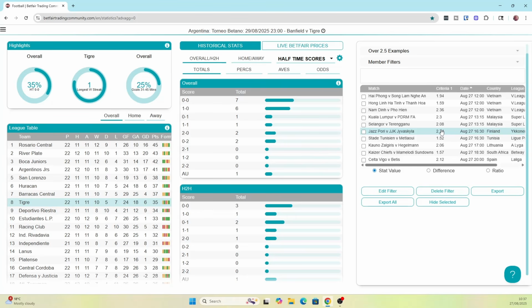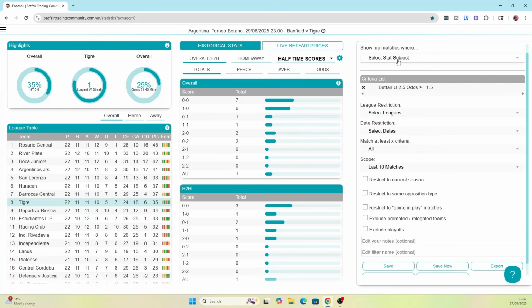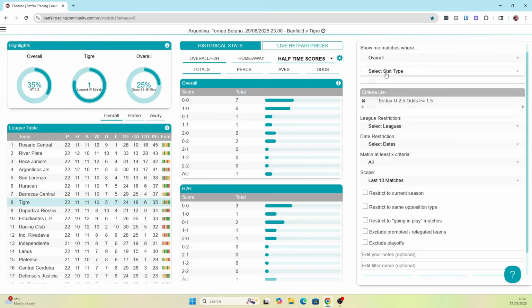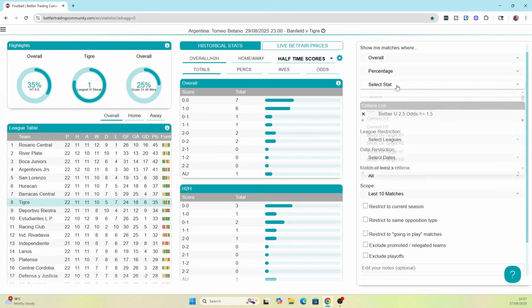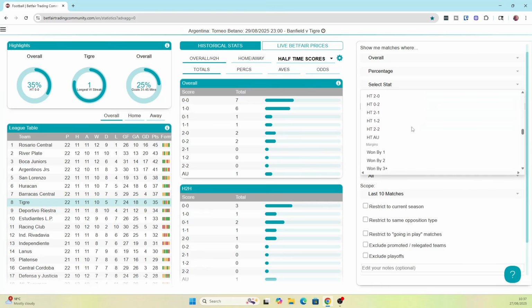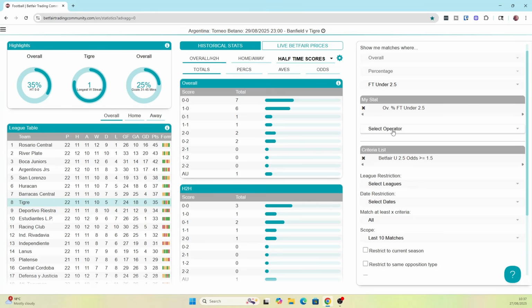So even if you're sitting there going, I don't want to create anything complex, that's fine. Look how simple this is, just one little filter. It's already narrowed my match selection down massively. And now I can start to look further in depth at these matches I want, if I want, or I could add another filter into this. I might want to look at overall. So let's look at percentage, overall percentage, under 2 full time, under 2.5 goals, which is here. Okay, so select that.